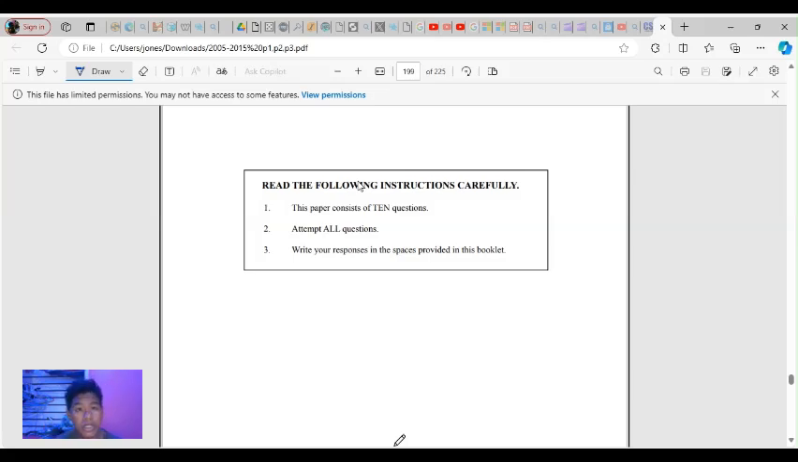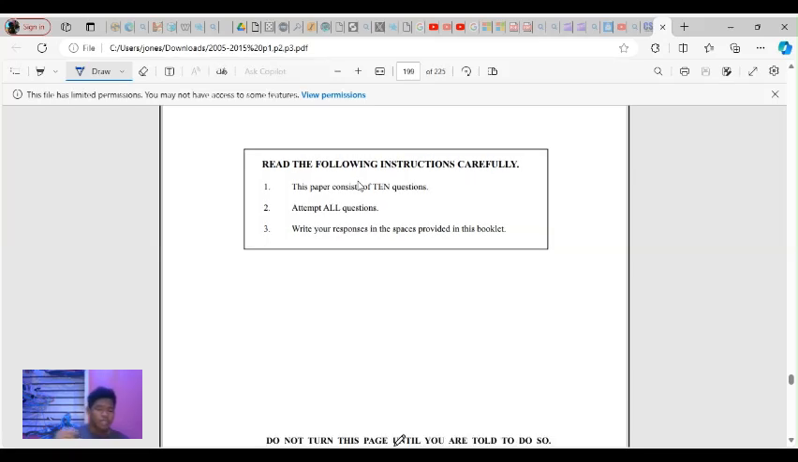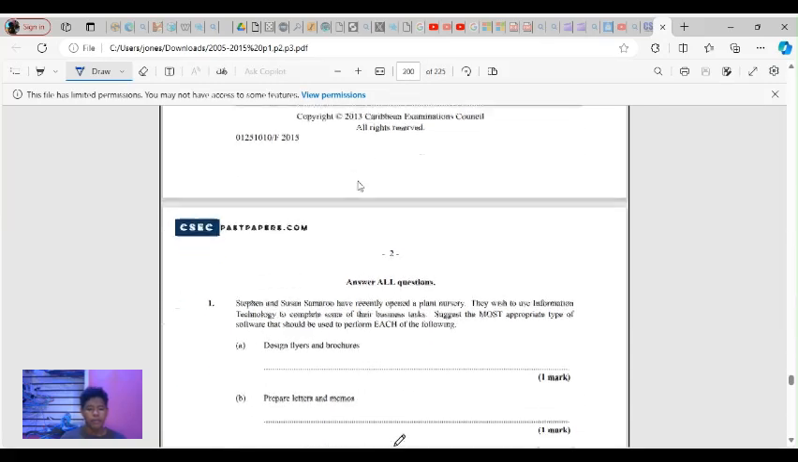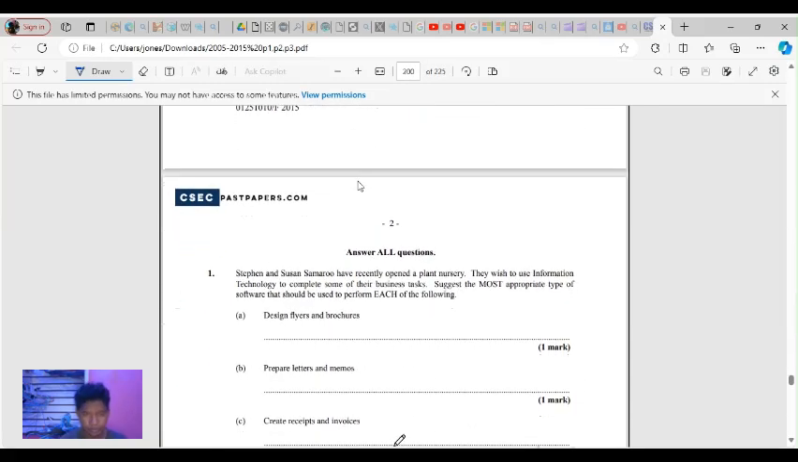You need to answer all questions, and you get 10 questions in total, some relatively easy, some relatively hard. This paper consists of 10 questions. Attempt all questions and write your responses in the spaces provided in the booklet. However, if your handwriting is too big or cannot fit within the writing space, you could easily improvise and ask for extra papers to write on. So, without further ado, let us go into the first section.